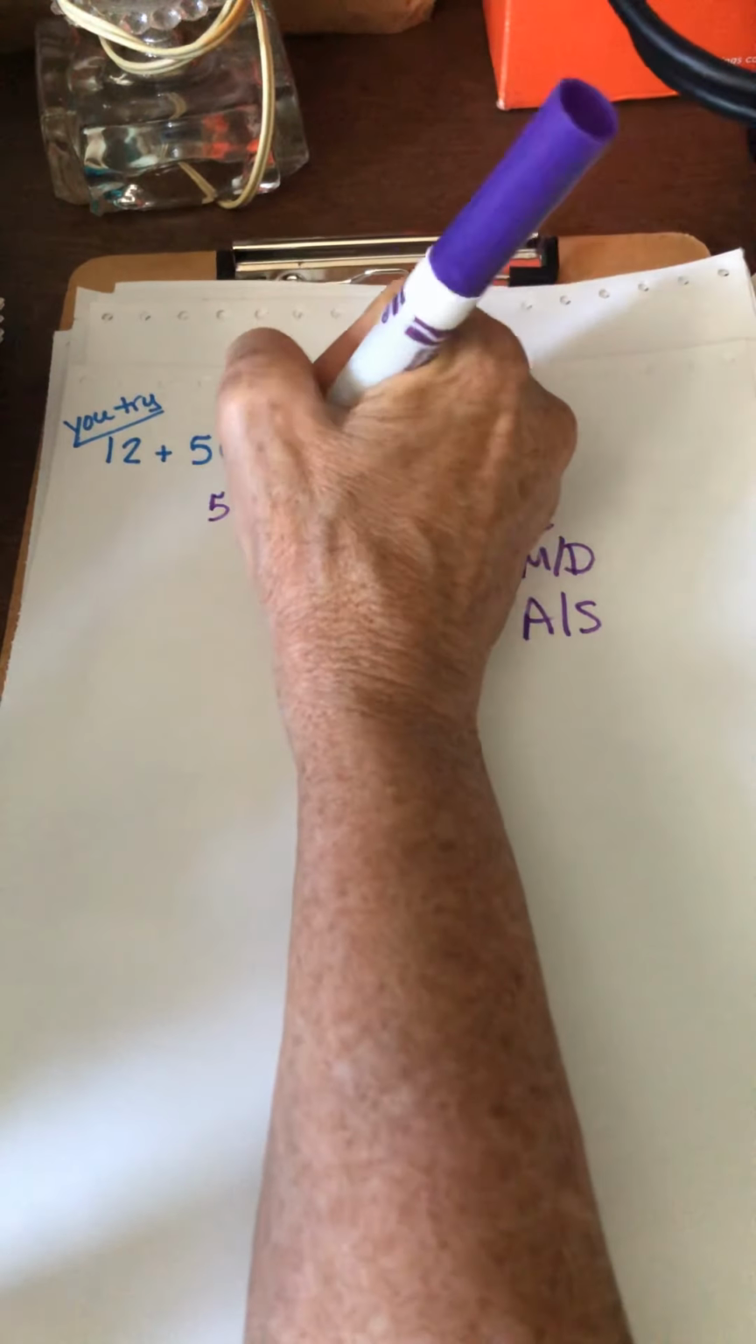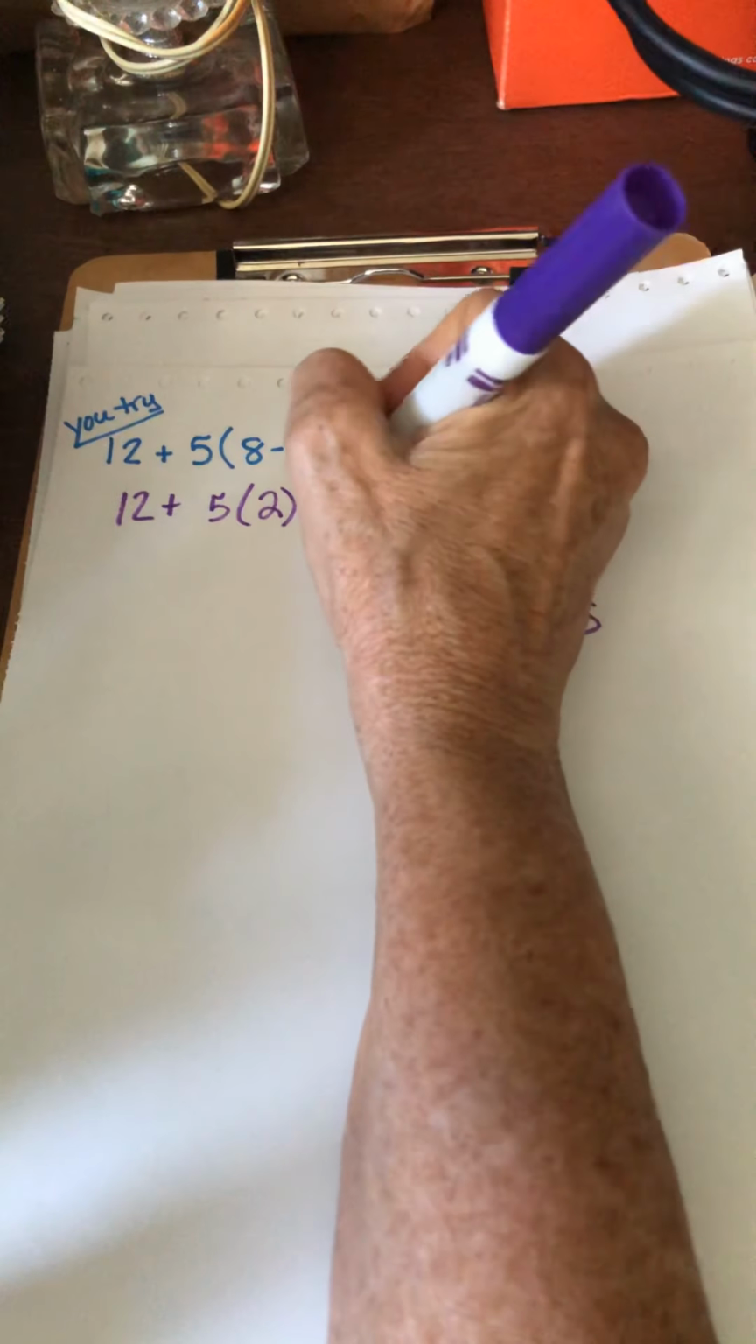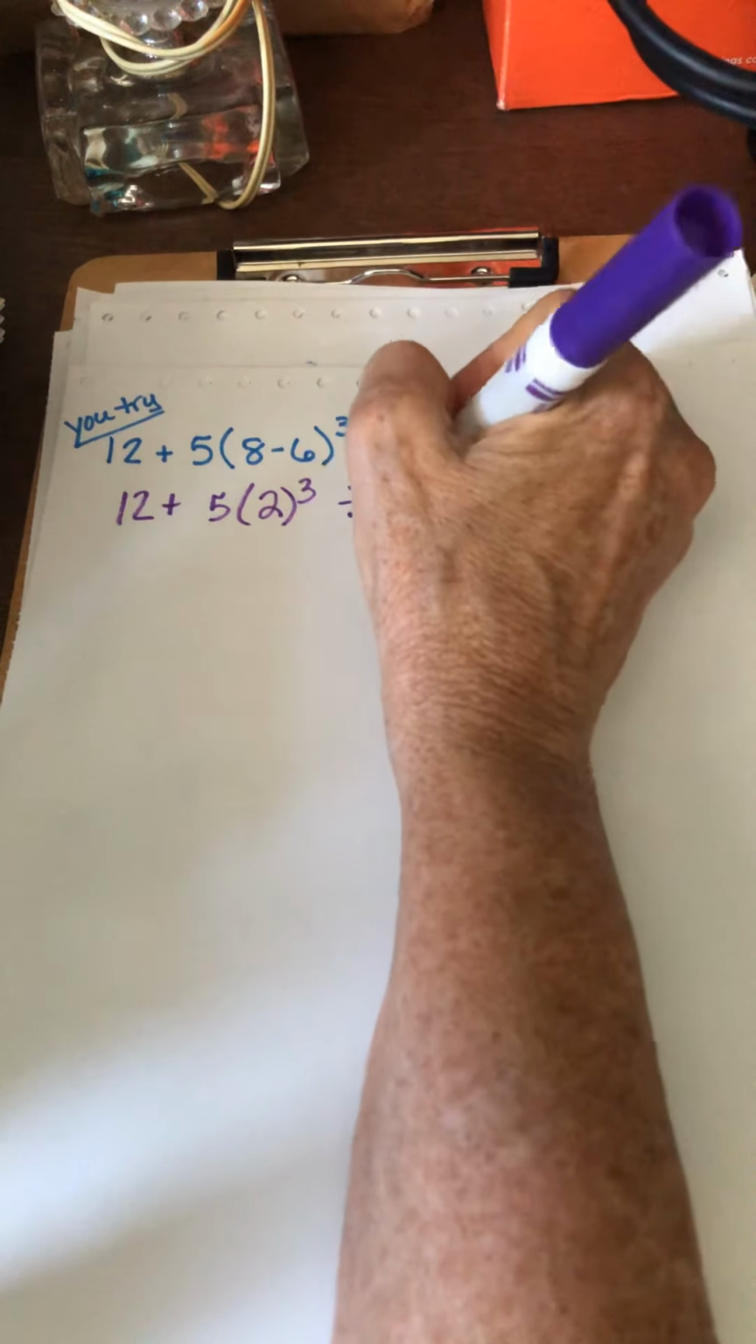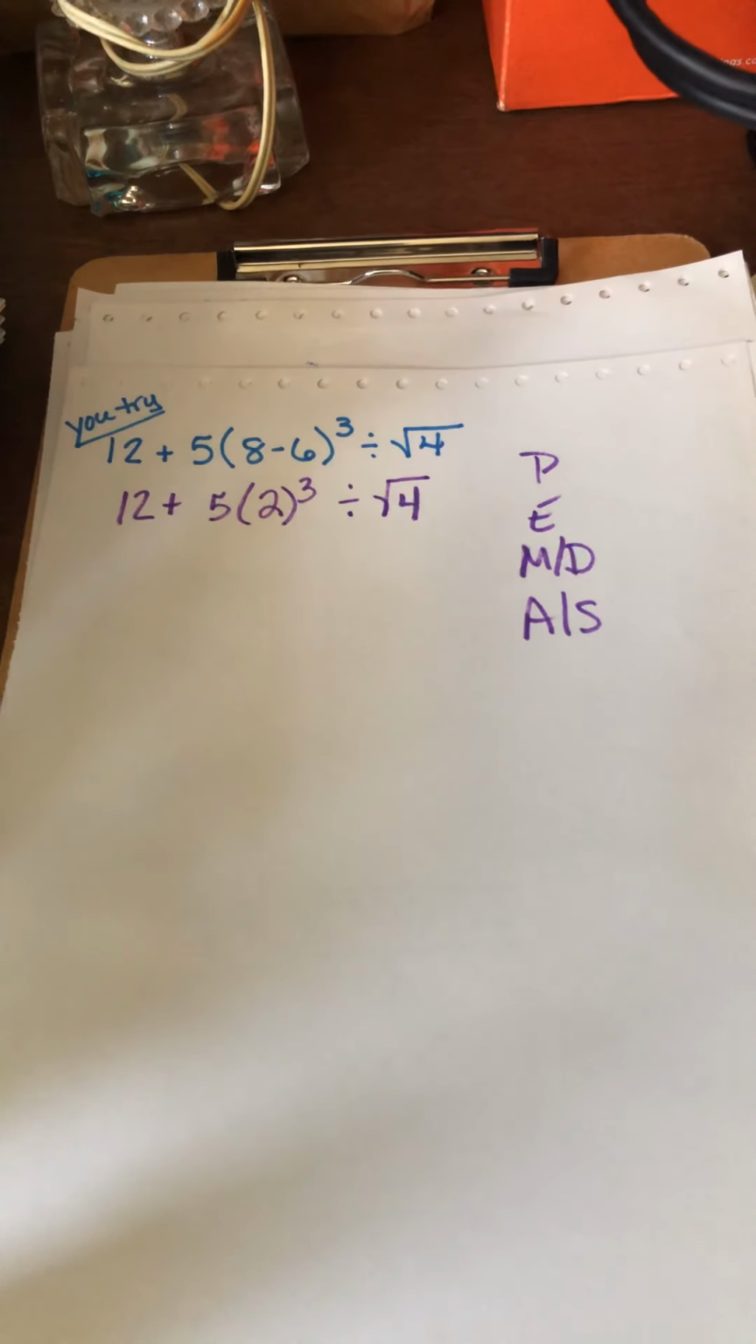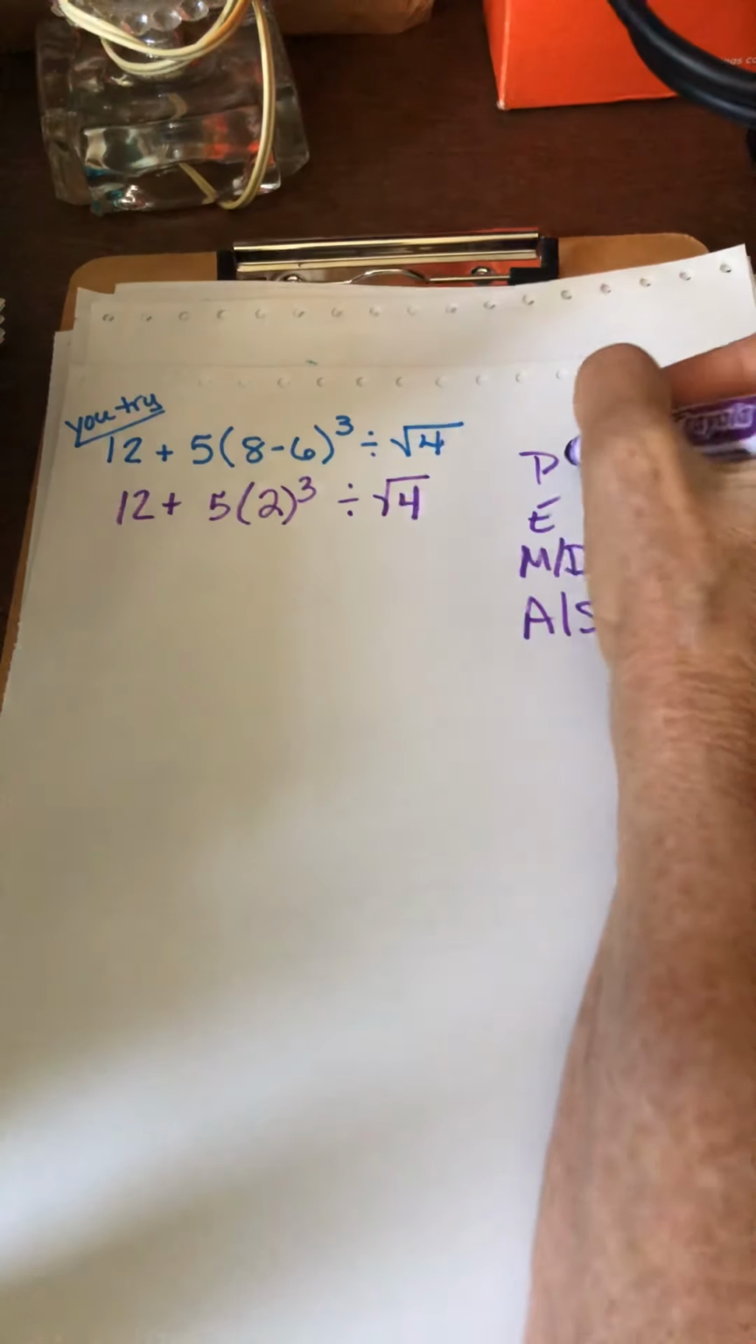So I said 8 minus 6 is 2. Look what I'm doing. I'm copying everything else down exactly as it is. If you don't have it looking like that, you might want to press stop. All right, now parentheses are done.